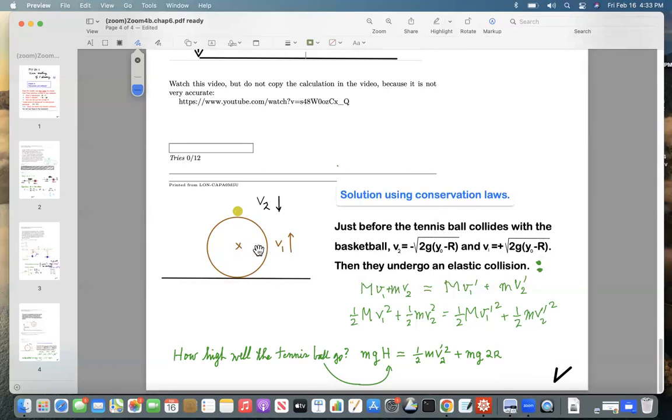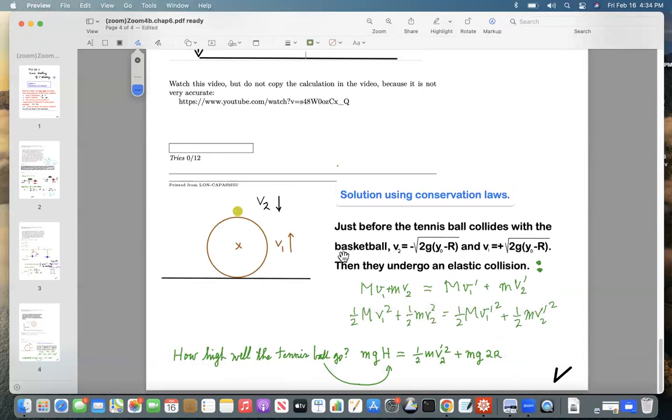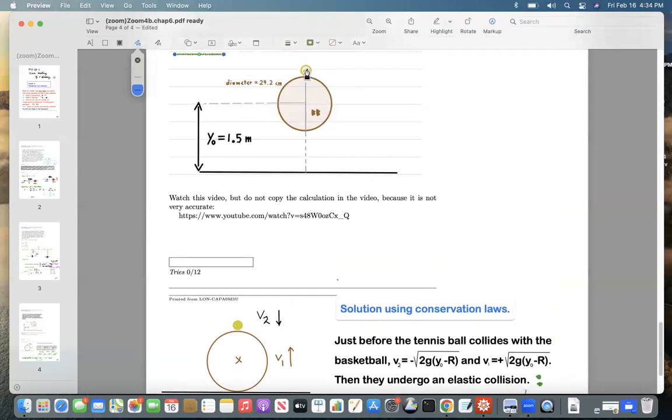The basketball has a velocity v1. That'll just be the velocity of the ball when it falls down that distance. So I can use conservation of energy to figure out the velocity of the basketball. The velocity of the basketball will be the square root of 2g(y0 minus r) by conservation of energy. So that's v1. v2 will be the same, only moving downward, so it will have a velocity of minus the square root of 2g(y0 minus r). 1/2 mv2 squared is mgy. The change in y is not y0. It is y0 minus r. It's fallen down to the point where it's in contact with the basketball.